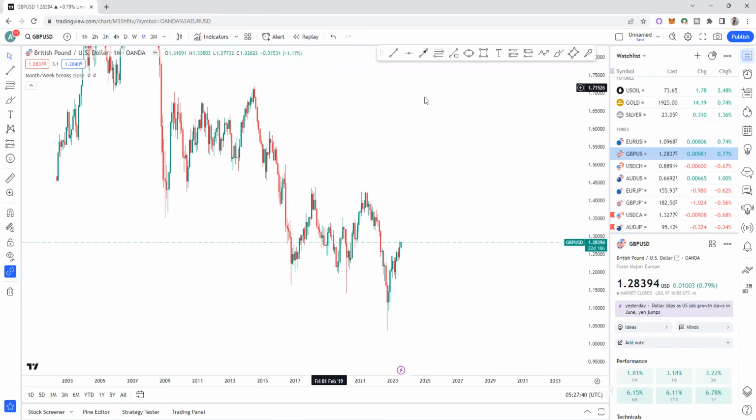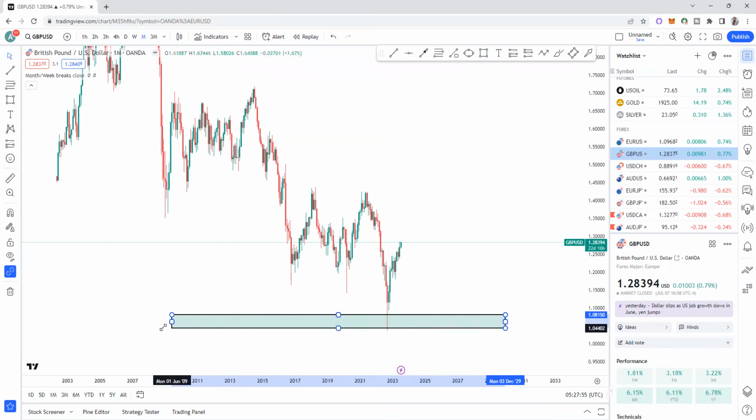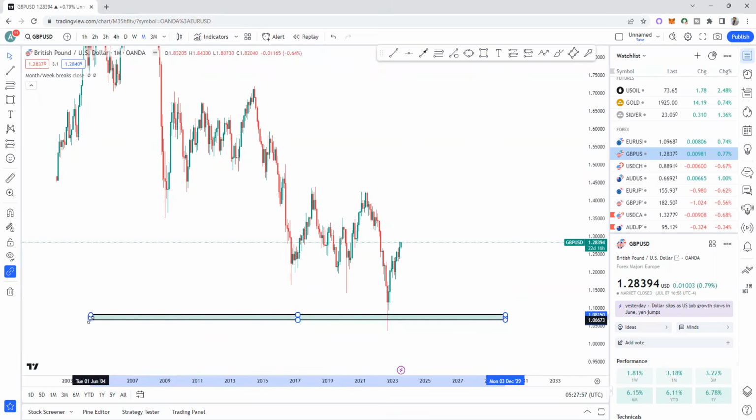So basically, you want to get this rectangular tool, pick it up, and then come in. The first thing you want to do is to draw your major zone. As you can see, you can pull it back as far as you want to.